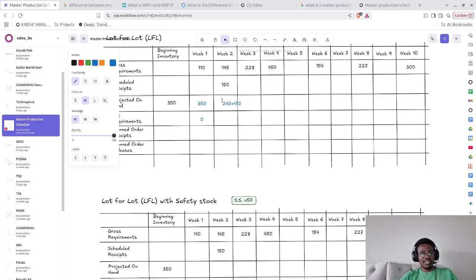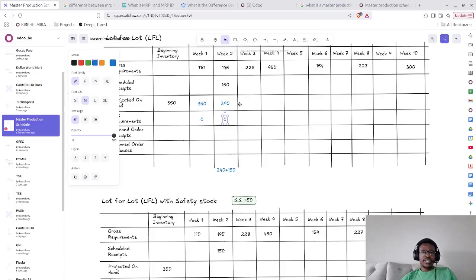So I have 390. Just gonna remove that here and put it down here. So here I already have 390 bikes going into week 2. So 390, and I'm supposed to supply a need of 145. Can 390 supply a need of 145? Absolutely. So do I have net requirements? Nope. That's 0.